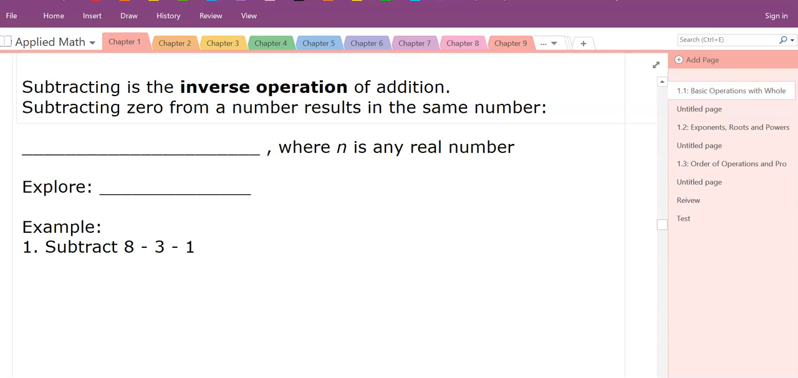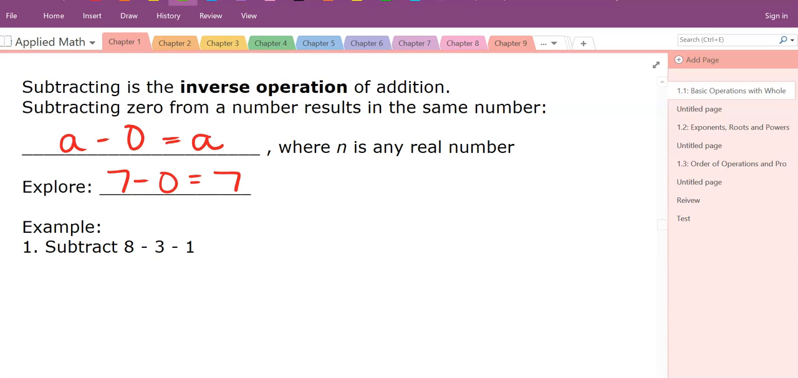Okay, so subtracting is the inverse operation of addition. So subtracting 0 from a number results in the same number. So for example, if I take a minus 0, I'm going to get a. The same thing works with numbers, so like 7 minus 0 is going to be equal to 7.